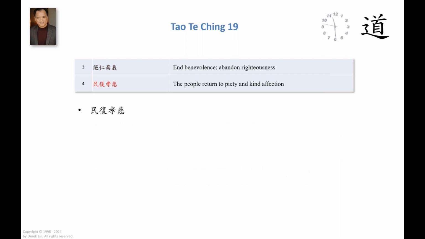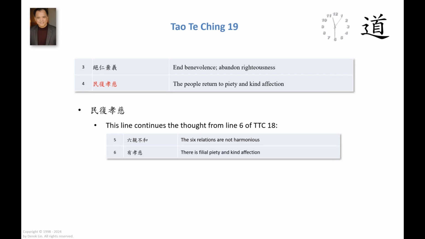Line 4, it says, the people return to piety and kind affection. So this line is also a continuing thought from before. It is from line 6 of 道德经 18. It looks like this. Line 5 in 道德经 18 talks about the 6 relations are not harmonious, meaning the family is lacking in harmony. Then goes to line 6, there is filial piety and kind affection. And that goes into what we're talking about right here, line 4, the people return to piety and kind affection.